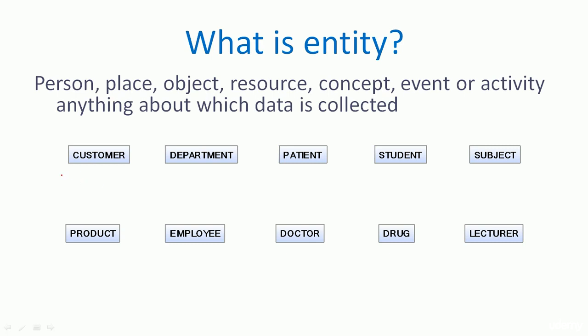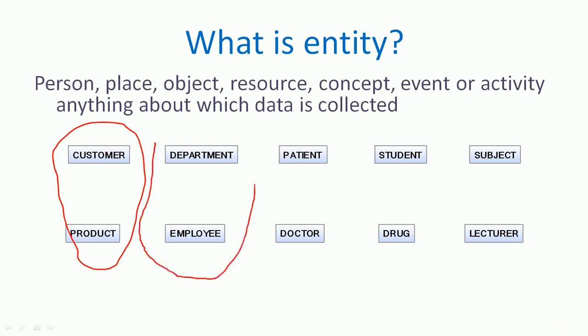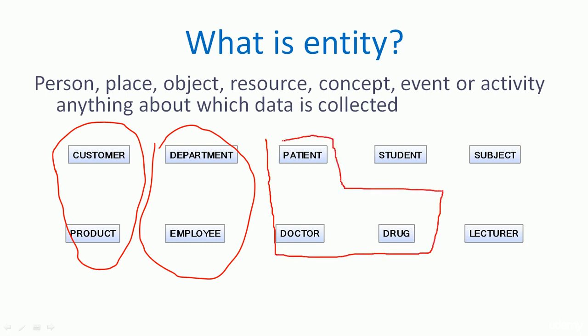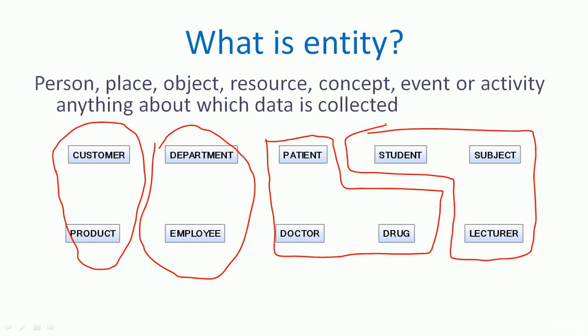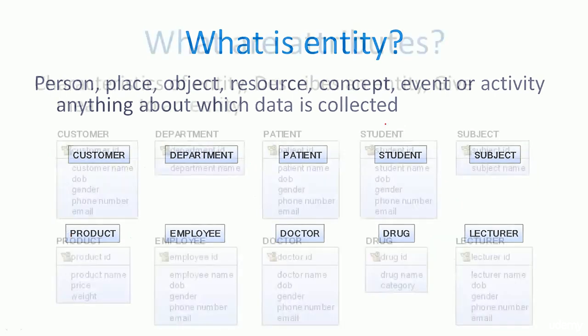In a business environment, we might find customer and product as entity types. In an organization, we might find department and employee are significant entity types. In a hospital, we may find patient, doctor, drug. In a university environment, we may find student, subject, lecturer. These are sample entities applicable to different domains.